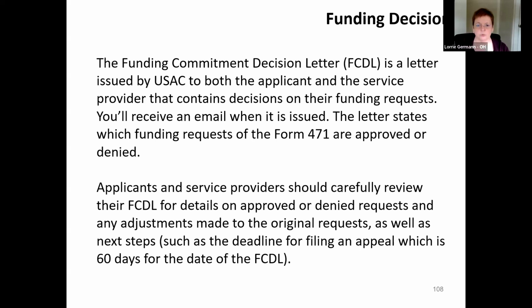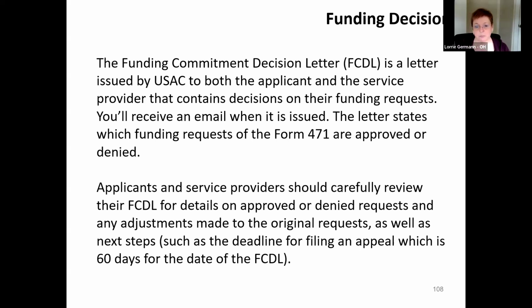Now, if something was reduced or denied, we appeal first with USAC. We go into Epic, and you'll see in that upper right-hand corner the option to file an appeal. Again, that's something I can help you with. I can give you verbiage. But you have 60 days to appeal with USAC.